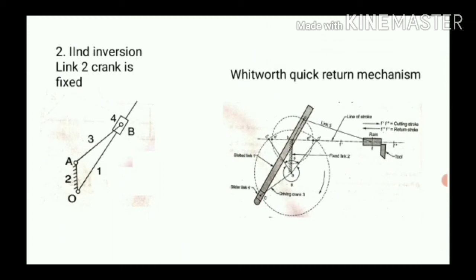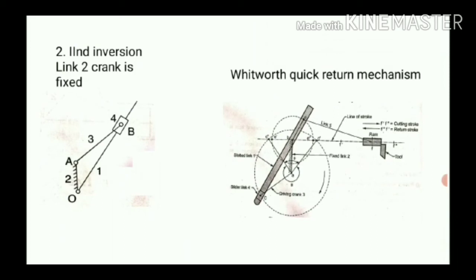So what happens here? When the crank turns through an angle theta from AC' to AC'', the ram or cutting tool moves from F' to F'', and when the crank moves from AC'' to AC', the cutting tool returns to the initial position from F'' to F'. Here F' to F'' is the cutting stroke. During this time, the cutting tool removes material from the workpiece. And the return stroke is the idle stroke. During that time, the cutting tool doesn't remove any material.